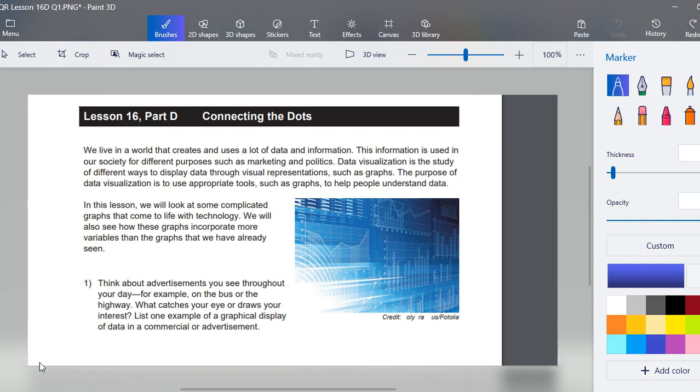In this lesson, we will look at some complicated graphs that come to life with technology. We will also see how these graphs incorporate more variables than the graphs that we've already seen. Question 1, think about advertisements that you see throughout your day. For example, on a bus, the highway. What catches your eye? What draws your interest? List one example of a graphical display of data in a commercial or an advertisement.